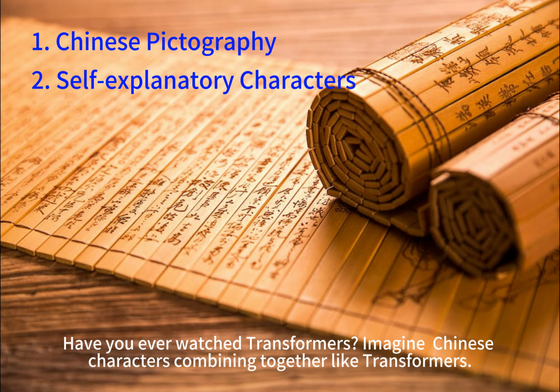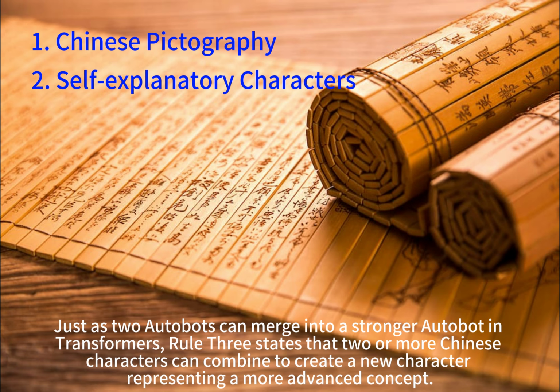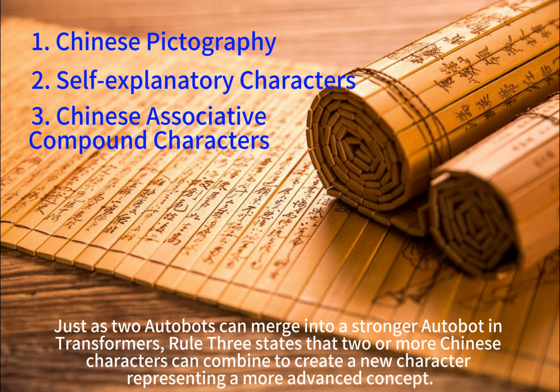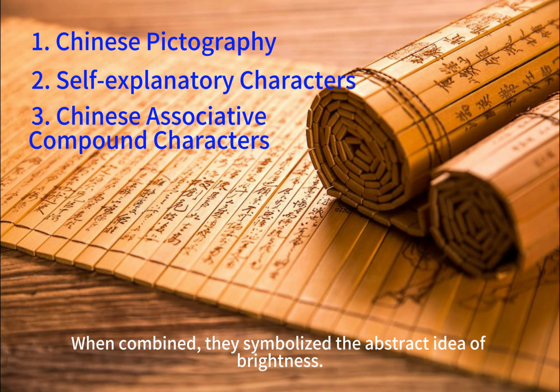Have you ever watched Transformers? Imagine Chinese characters combining together like Transformers. For example, the sun, 日, and the moon, 月, combine to form 明, which means bright. Just as two Autobots can merge into a stronger Autobot in Transformers, Rule 3 states that two or more Chinese characters can combine to create a new character representing a more advanced concept. In ancient times, the sun and moon were considered the brightest objects in the sky. When combined, they symbolized the abstract idea of brightness.